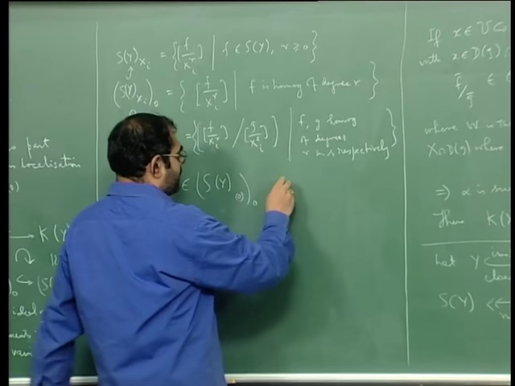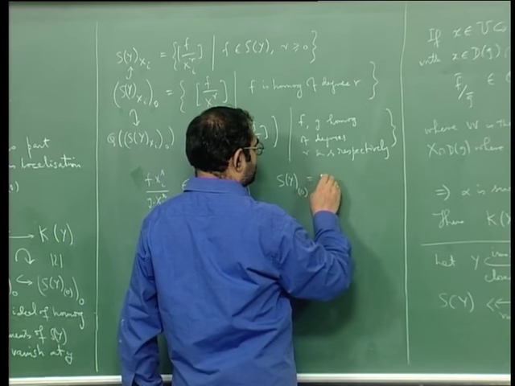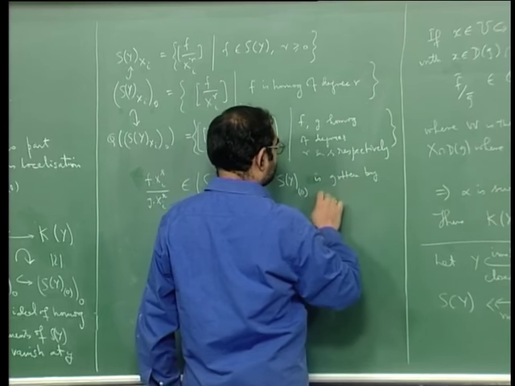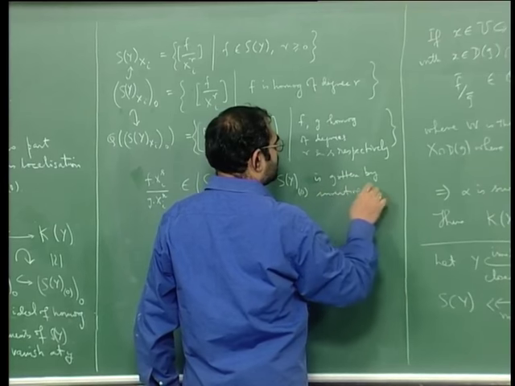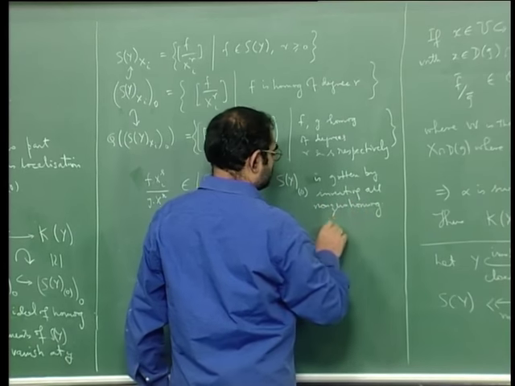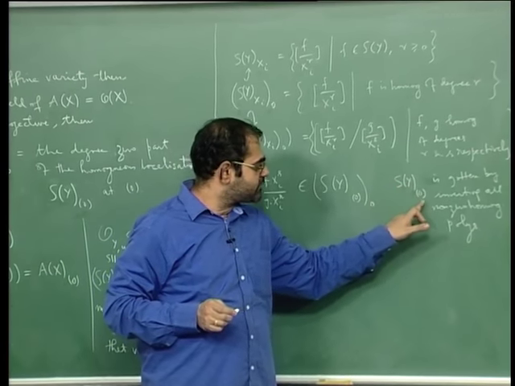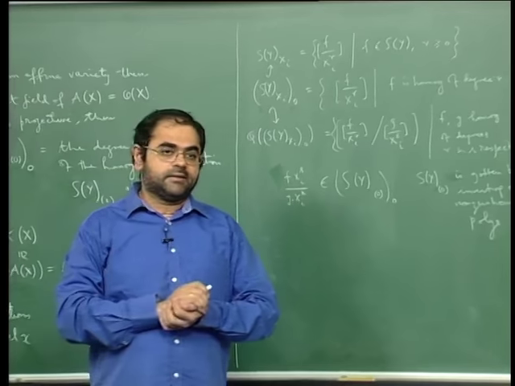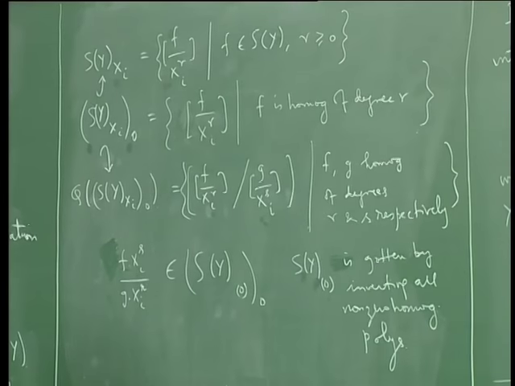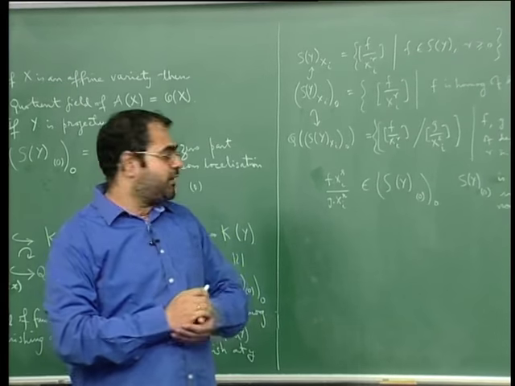I will tell you what this means. See, S_y localized at 0 is gotten by inverting all non-zero homogeneous polynomials. Okay, the notation is ring localized at a prime ideal. The point I want you to notice is that this is homogeneous localization. Normally when you localize a ring at a prime ideal, you are supposed to invert everything outside that prime ideal. But here it's homogeneous localization.